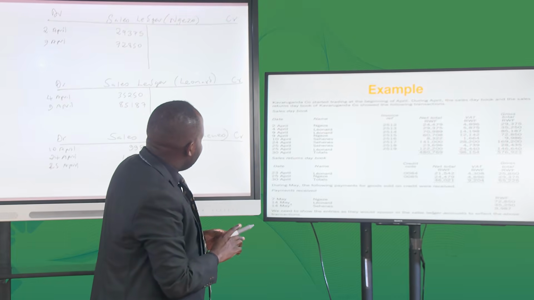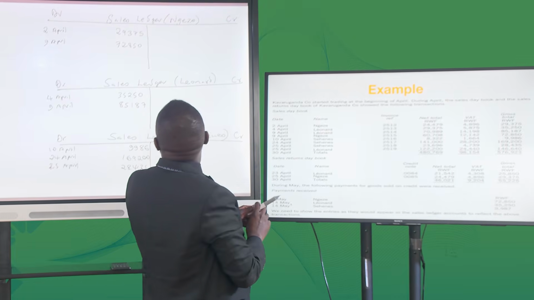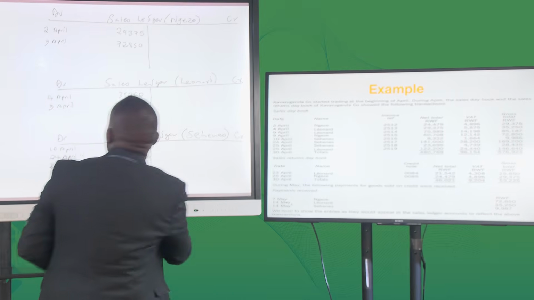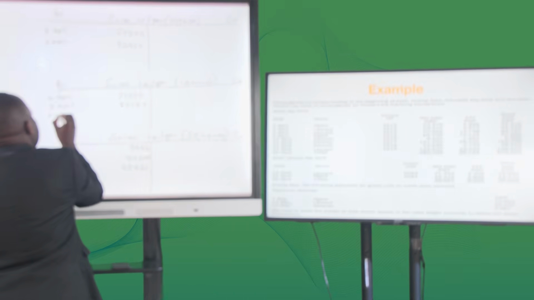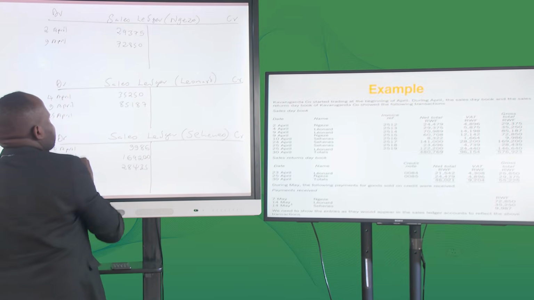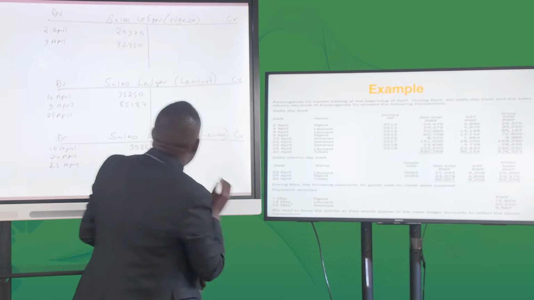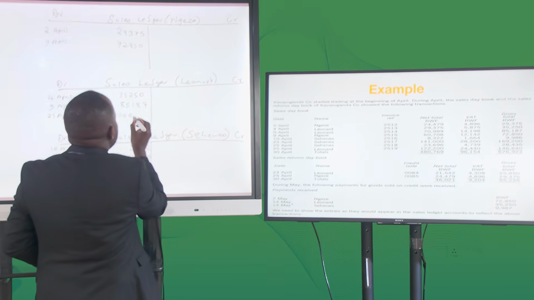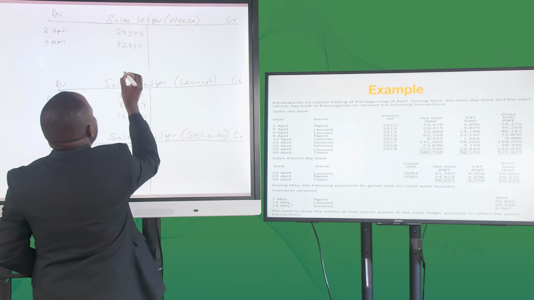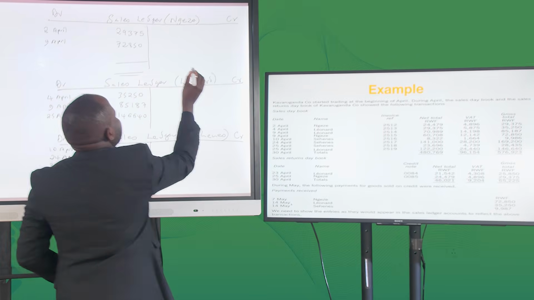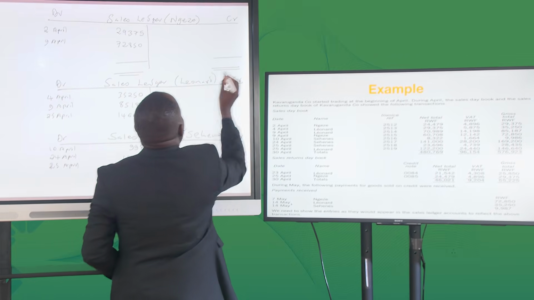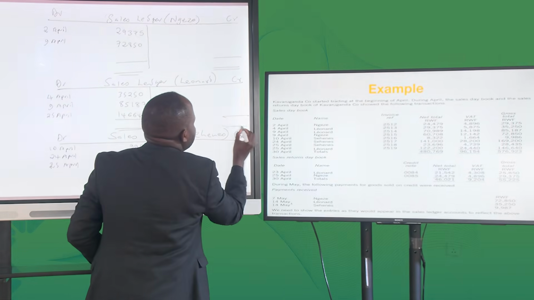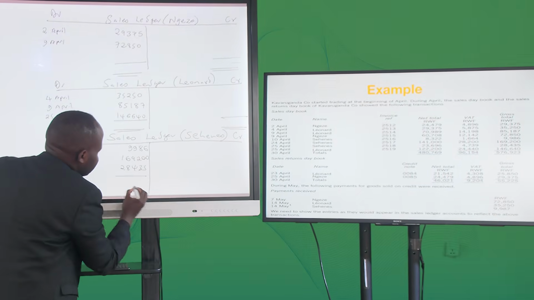And then there is another one of Leonard. Leonard is this client here. Leonard was on 25th April, again 146,640. So we have the totals from the sales day book.